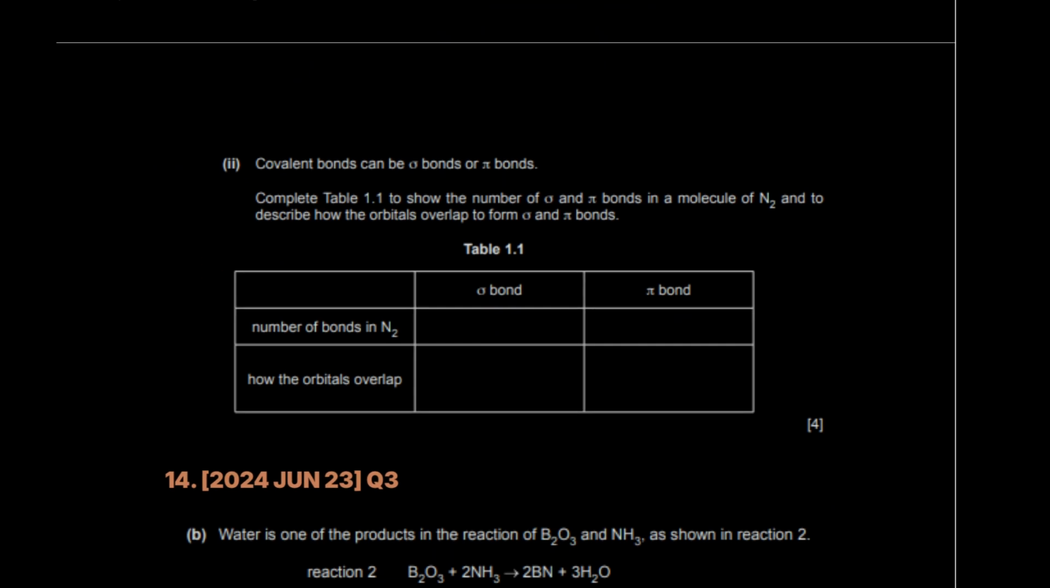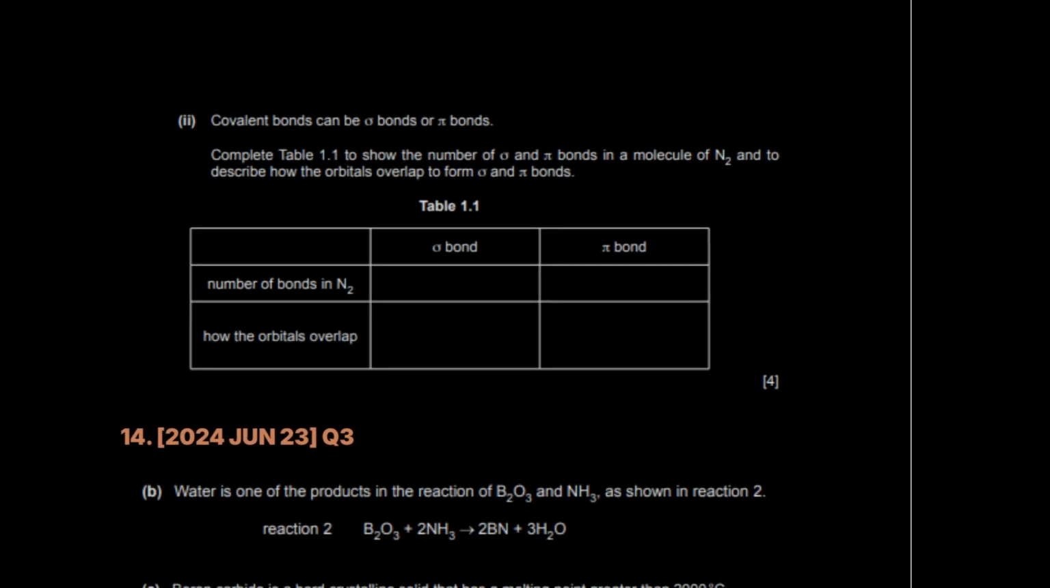Question 13. Covalent bonds can be sigma or pi. Complete table 1.1 to show the number of sigma and pi bonds in nitrogen and to describe how the orbitals overlap to form the sigma bond and the pi bond. Now nitrogen is N triple bonded to N. I know the first bond is always sigma and the second 2 are always going to be pi's. So how many sigma bonds do you have in nitrogen? 1. How many pi bonds do you have? 2.